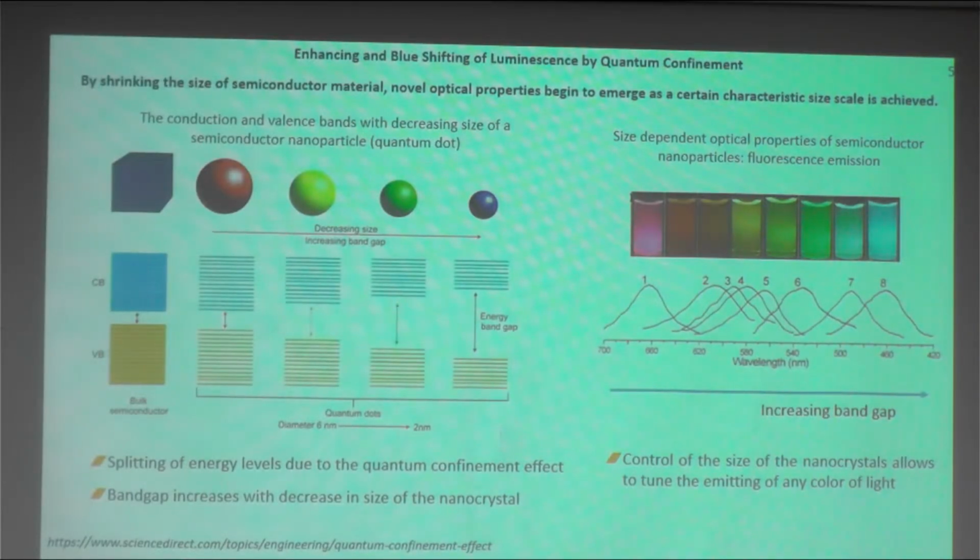So here we can see the size-dependent optical properties of such nanoparticles. This is the fluorescence emission. It was measured in liquid, and this is the first sample. This is the 8th sample, and we can see the shift of the absorption from larger wavelength to lower wavelength. So we have here a so-called blue shift, and by controlling the size of such nanoparticles, we can control and tune the color of light of such materials.